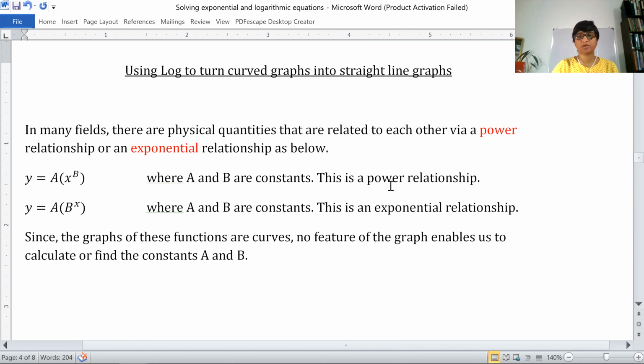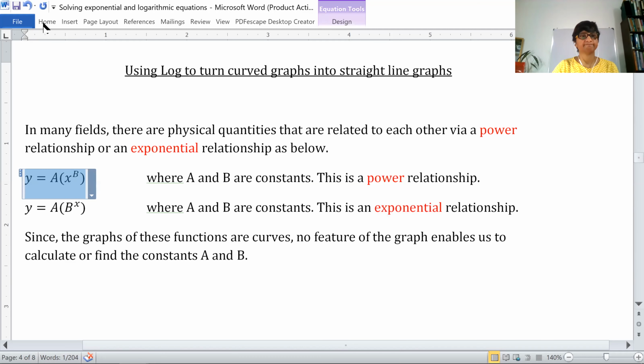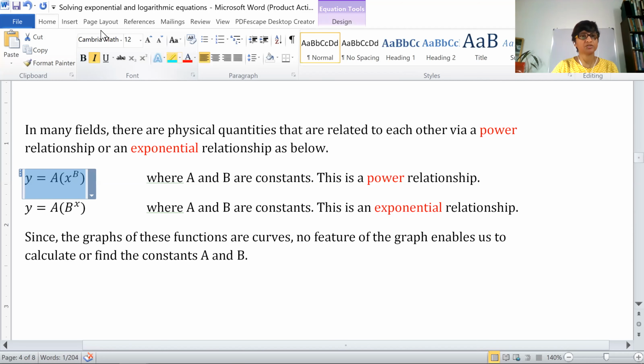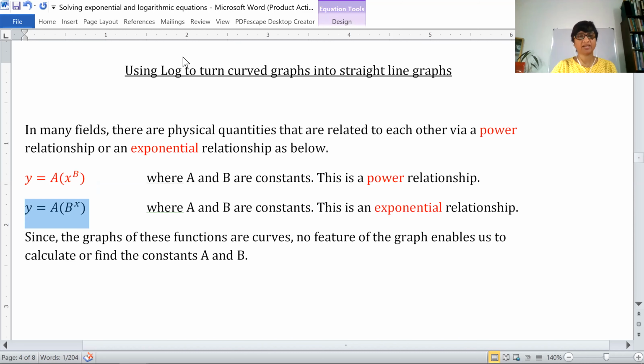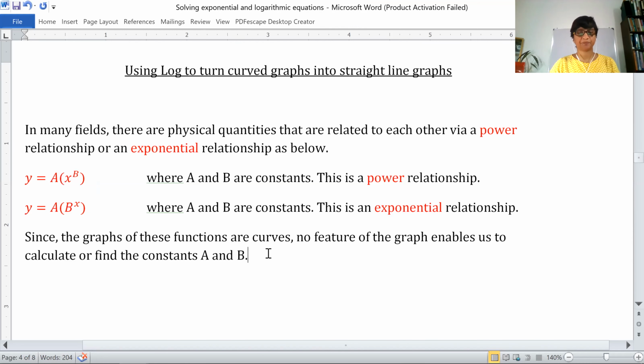Let's put this power in red, exponential in red, this relationship in red, this relationship also in red. Highlight certain things, A and B.